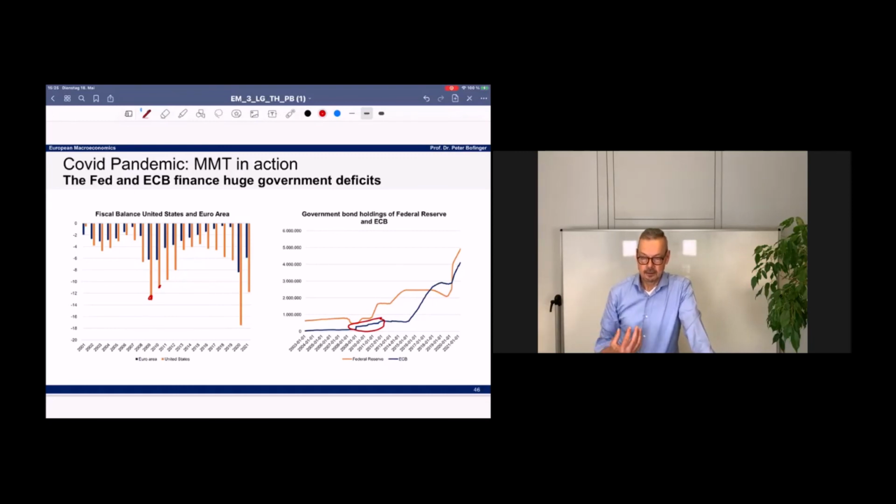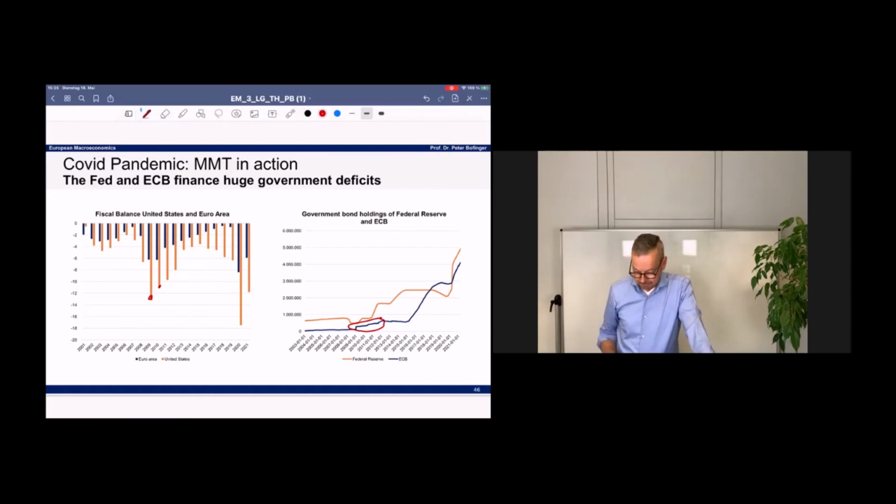where all the member states of the monetary union together were willing to raise the funds on the capital markets and then to give it to those countries that were no longer able to finance themselves on the capital markets.